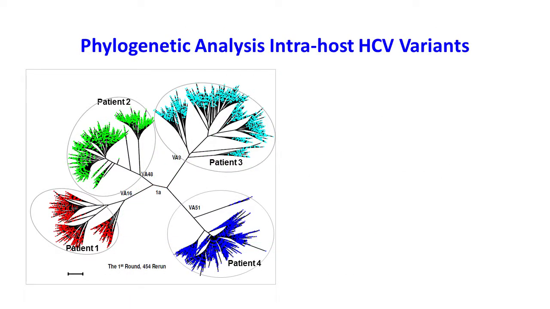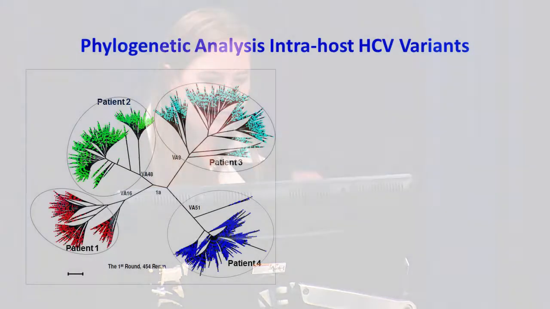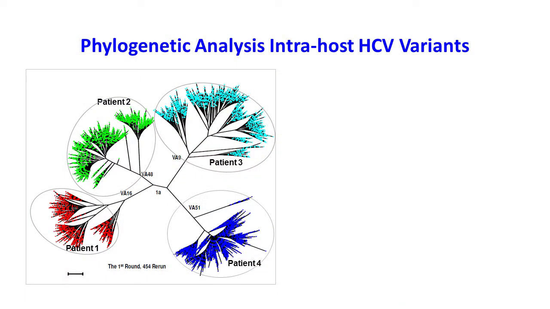In the next few slides, I'm going to walk you through a couple of outbreak investigations that our division has been involved with using both Sanger sequencing and next-generation sequencing. In these instances where we use Sanger sequencing, we ended up doing cloning in order to generate the minor variants that you will see within these phylogenetic trees.